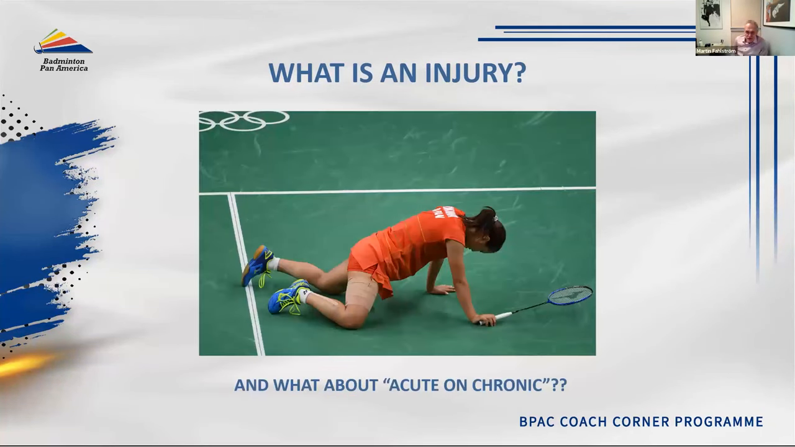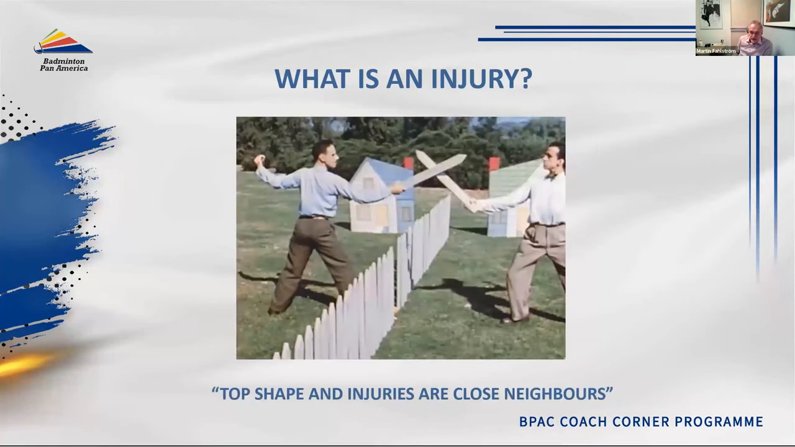And as you can see on this player, we see during major competitions a lot of cases of what we call acute and chronic. You can see this player has already an old injury or some kind of problems with her right leg. And as I come to the next picture, top shape and injuries are very close neighbors. Many players practice very, very hard, and they push themselves and sometimes are pushed by the coaches to go to competitions when they are really on top shape, but the close neighbor is overuse injuries or acute injuries because they are playing exactly at the level of what they can perform.